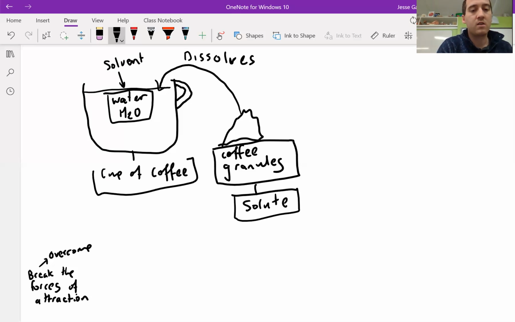What do we call the cup of coffee in this example? On 3, 1, 2, 3. Okay, I hope that you said we call it the solution. It's the solution because it's a mixture of the solute and the solvent. Well done. If you got that correct, you now have 2 examples of solutions.